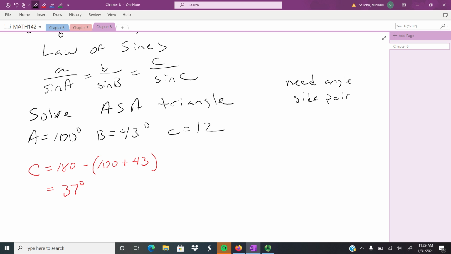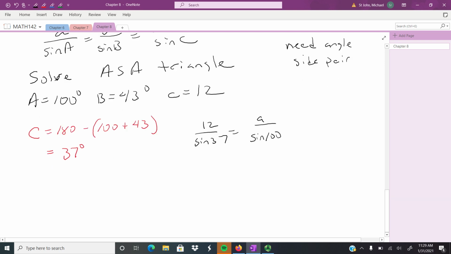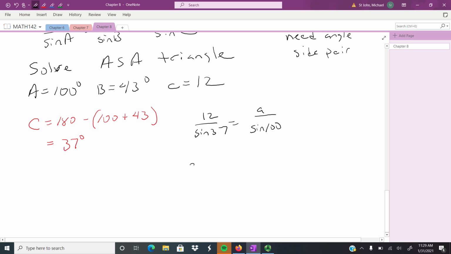And so let's do 12 over the sine of 37 is going to equal a over the sine of 100. And we're going to cross multiply and divide. So a is going to be 12 sine 100 over the sine of 37. And so side a is going to be 19.6.